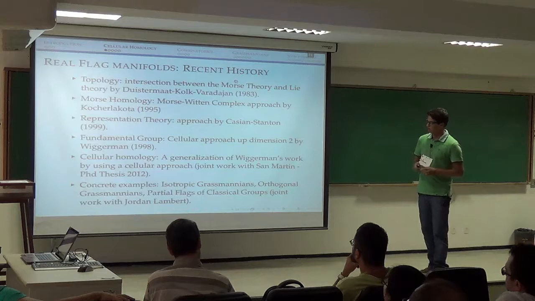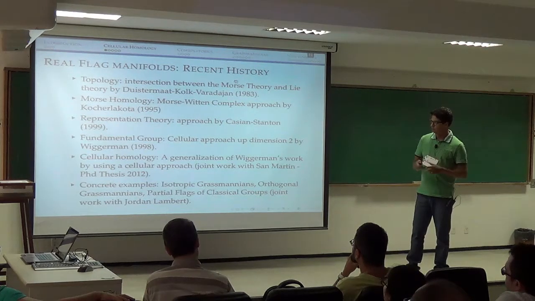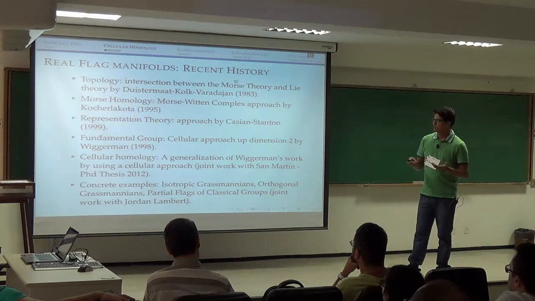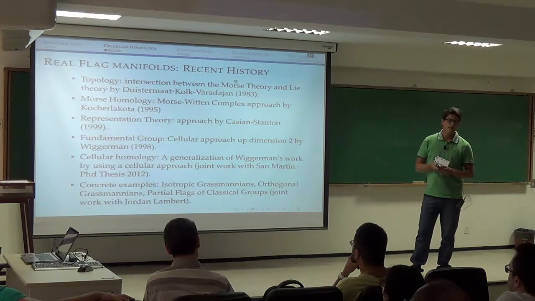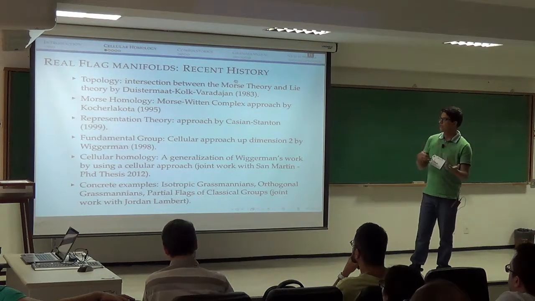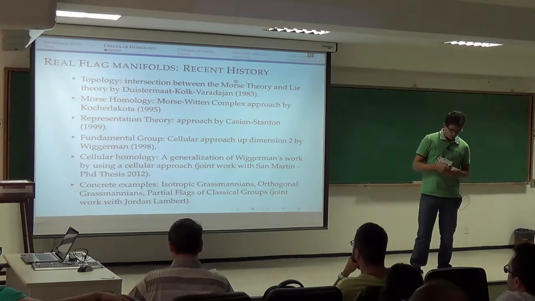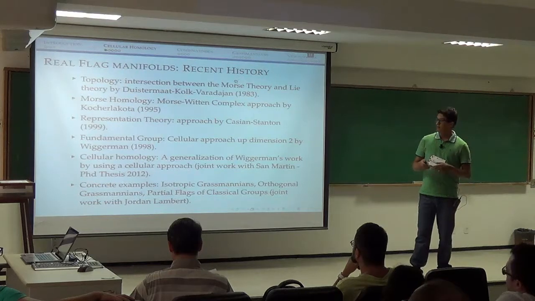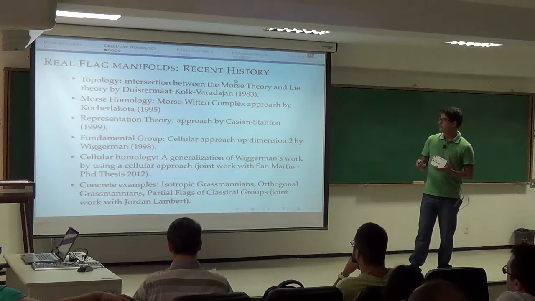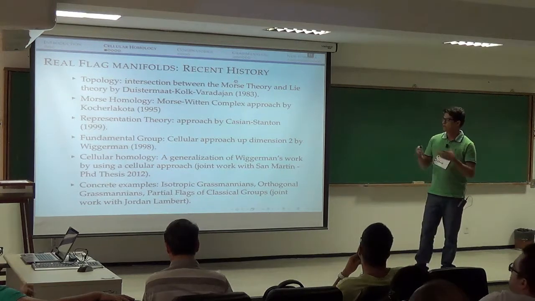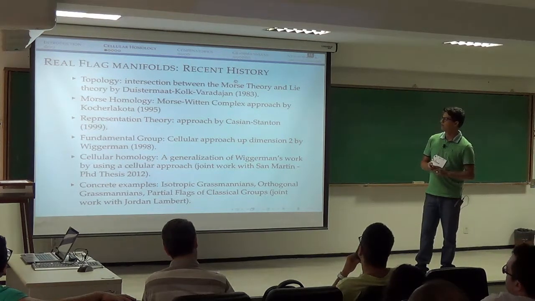Here is a recent story of this problem about the topology of real flag manifolds. There is a seminal paper of DKV, which shows the intersection between the Morse theory and the Lie theory. We see there how the Bruhat cells are indeed unstable manifolds of a gradient flow. So it's a very interesting paper to start this issue.